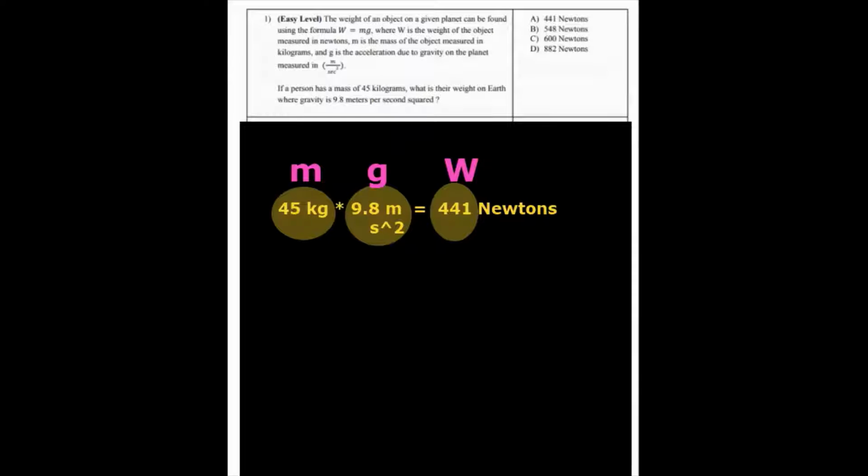the mass is 45 kilograms. The gravitational pull of the Earth is 9.8 meters per second squared. And using this basic formula from physics class, we have 45 times 9.8 is 441 newtons. The correct answer is A.